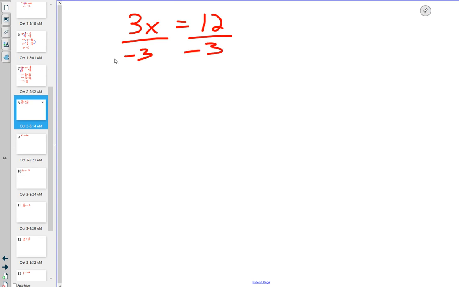No, not when you're dividing or multiplying. You divide by the same number. So 3 divided by 3 cancels.